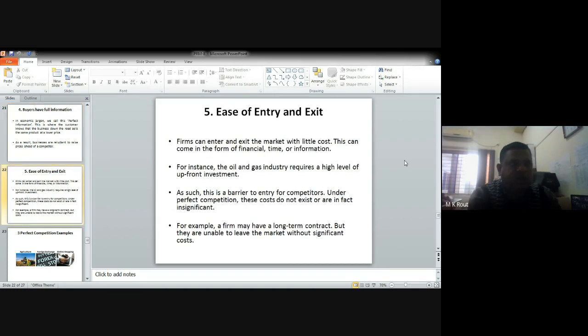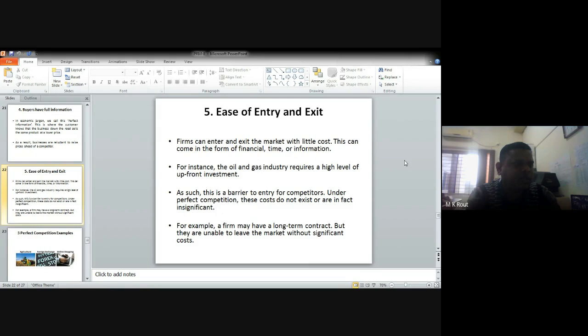The next one is ease of entry and exit. Most companies can enter and exit the market at little cost, whether financial or in terms of time or information. Especially with reference to the oil and gas industry, it requires a high level of upfront investment for installation of various machines. In refinery industries, you can take the best example of Indian Oil Limited, Bharat Petroleum, or Hindustan Petroleum. They have a high amount of upfront investment in refining various crude oils.